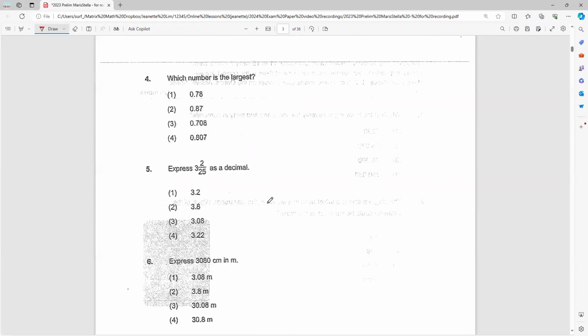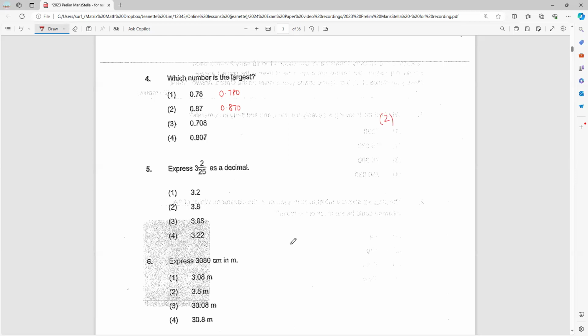Question 4, which number is the largest? To compare it, we can change everything to 3 decimal places. So this is 0.780, this is 0.870. Compare across, the tenths place has to be the biggest, which is 8. So is it option 2 or 4? Look at this as 870 versus 807. So 870 is larger, right? So 0.87 is the largest.